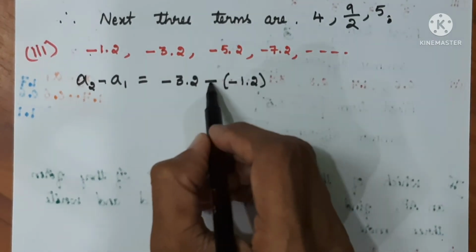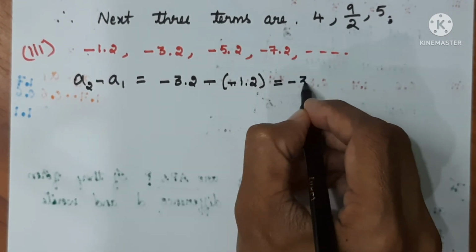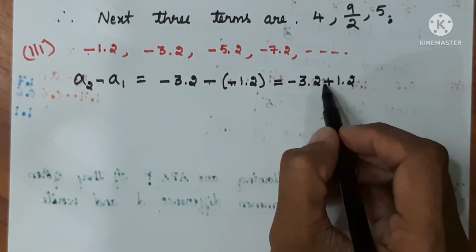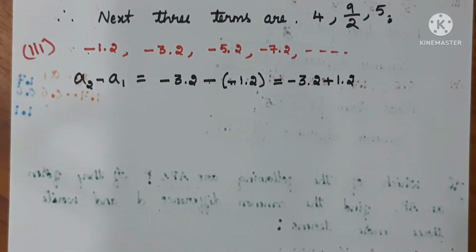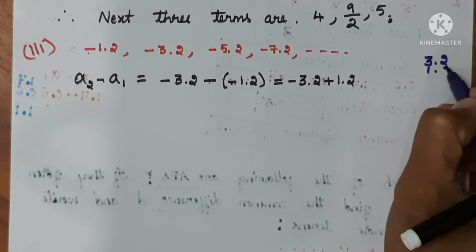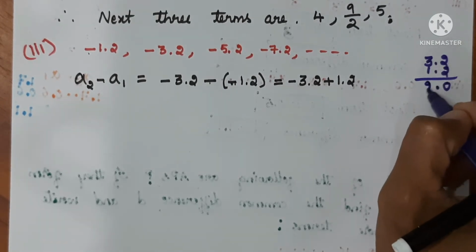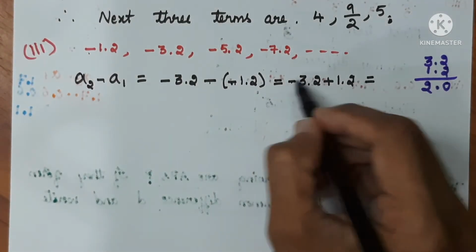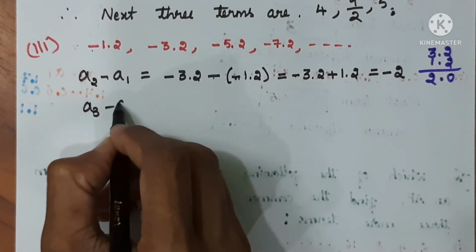First multiply the bracket, minus into minus we get plus, equal to minus 3.2 plus 1.2. Here these two numbers have the opposite sign, so we need to subtract 3.2 minus 1.2, we get 2 minus 2 is 0, 3 minus 1 is 2. So the common difference here we are getting, since the bigger number is having the negative sign, we get negative 2.